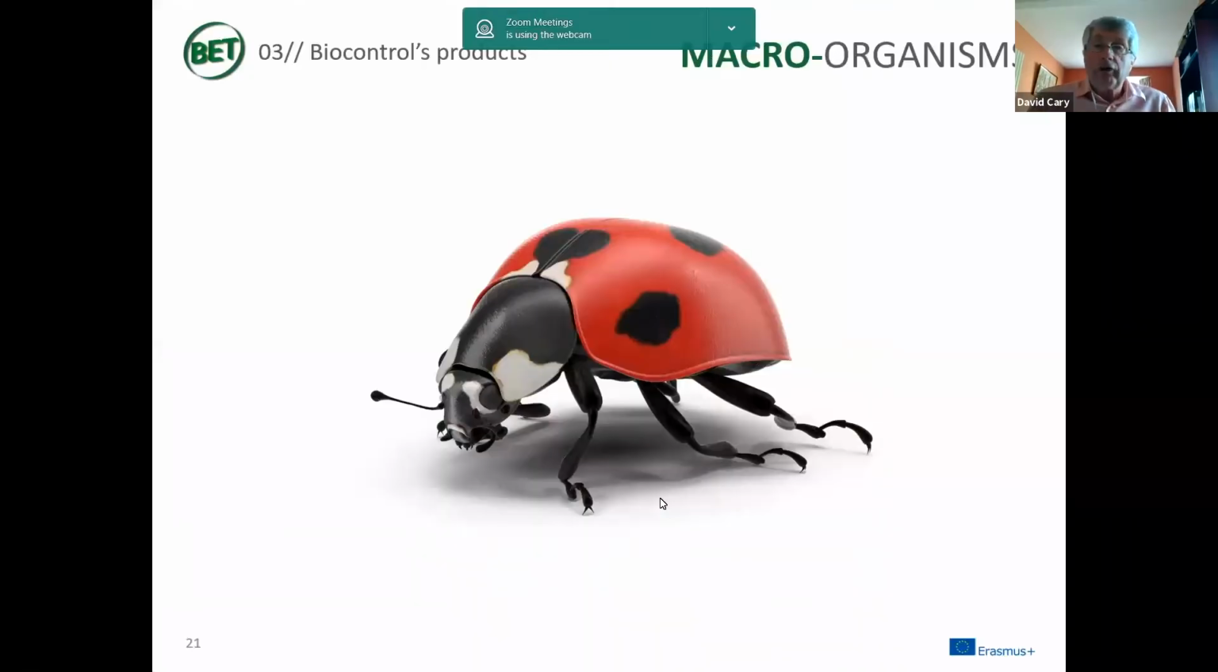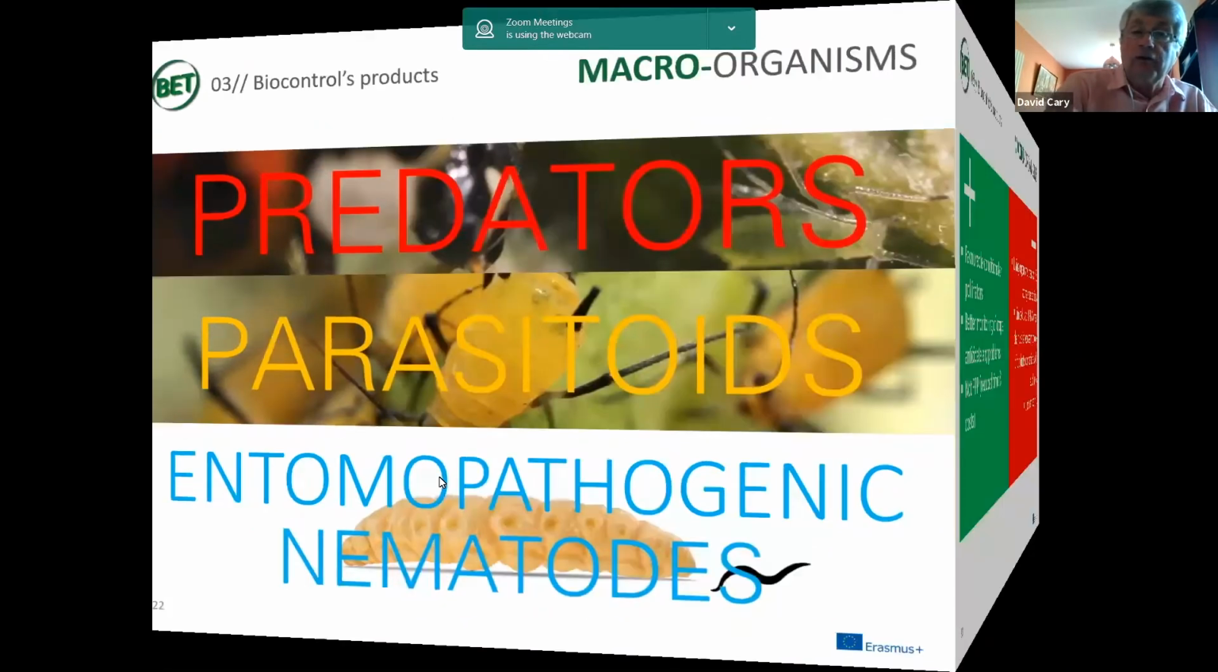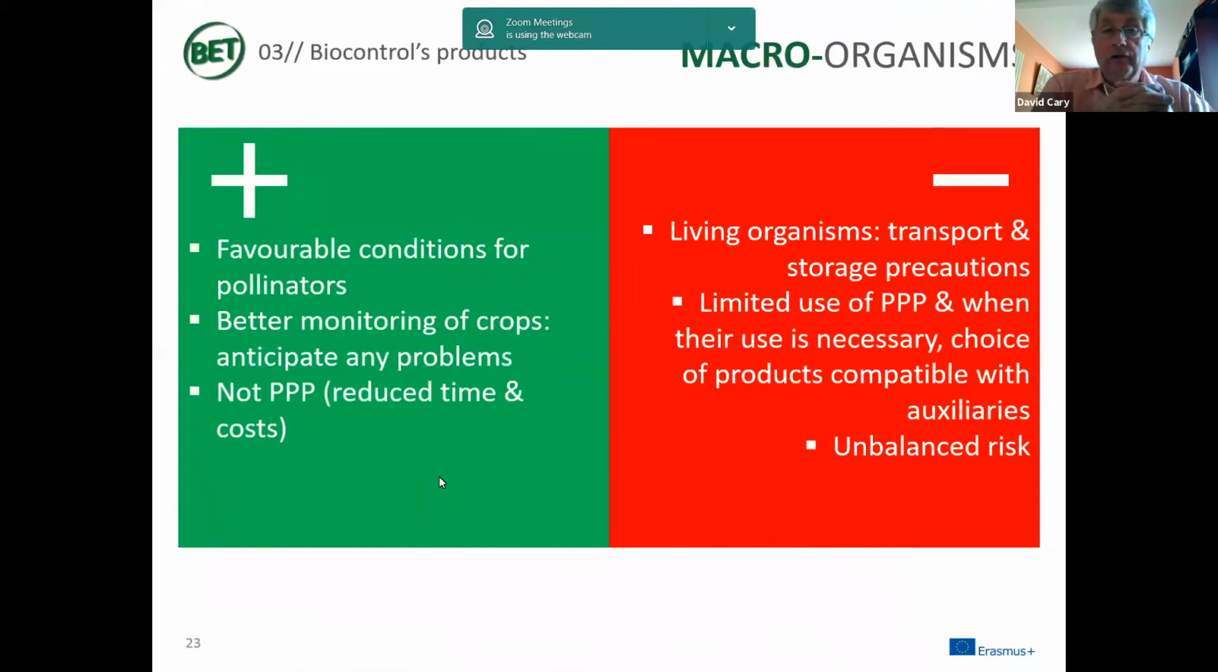If we look at macros, the macroorganisms, what we're talking about here are the predators, the parasitoids, parasites, the entomopathogenic nematodes. And if we look at those, the positive things are that their use is favorable for pollinators and other beneficials that have naturally occurred.